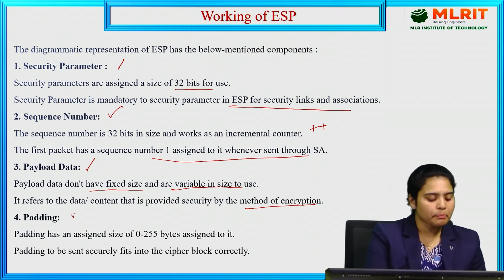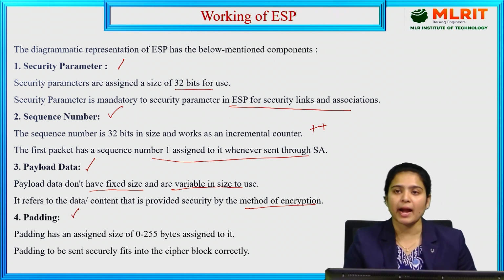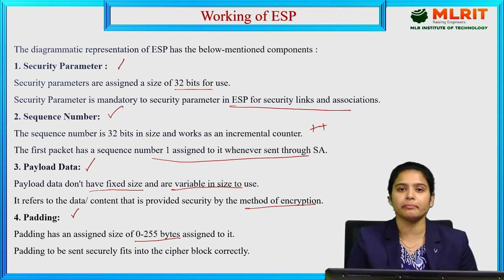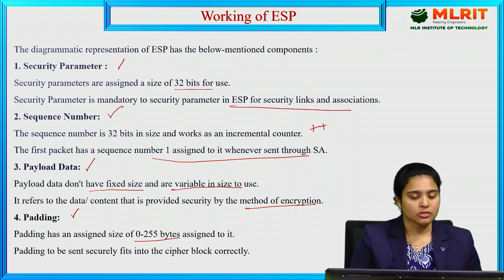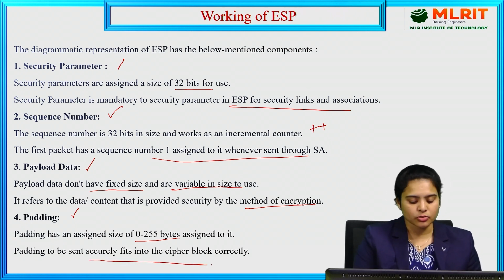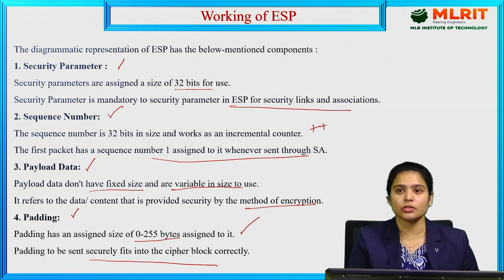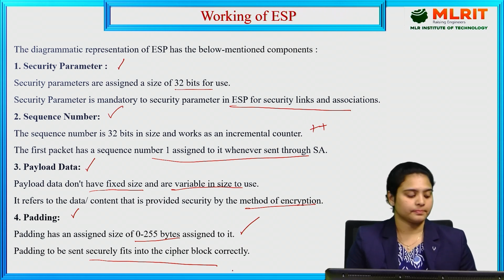The next one is padding. Basically this padding has an initial size of 0 to 255 bytes assigned to the working process of the ESP. This padding is added so that it fits securely into a cipher block, not a plain text block. So padding consists of 0 to 255 bytes and it should fit into the cipher block correctly.